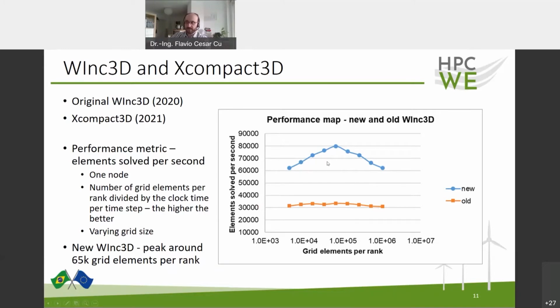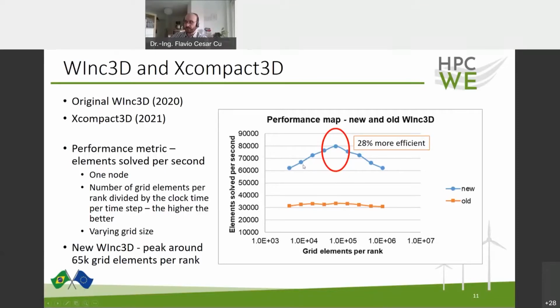But the new version has a much better performance. We see here that we can solve up to 80,000 elements per second, but we have a peak. Here the grids are larger. When we decrease the grids, we get better performance. When we continue decreasing the grid size, then the performance degrades a bit. That's not uncommon. That's normal behavior for HPC software in these new architectures.